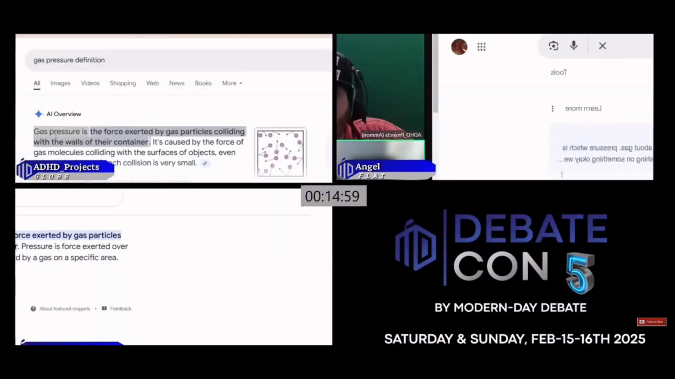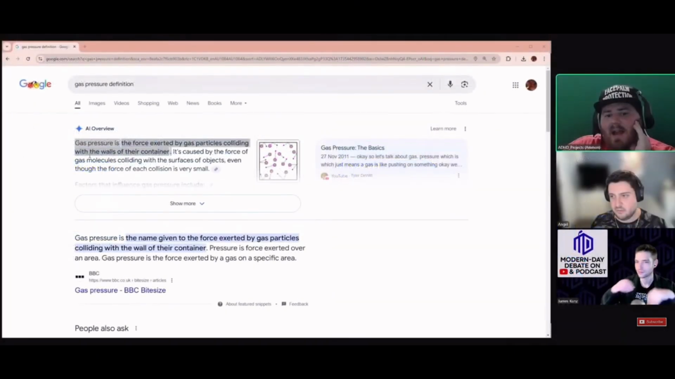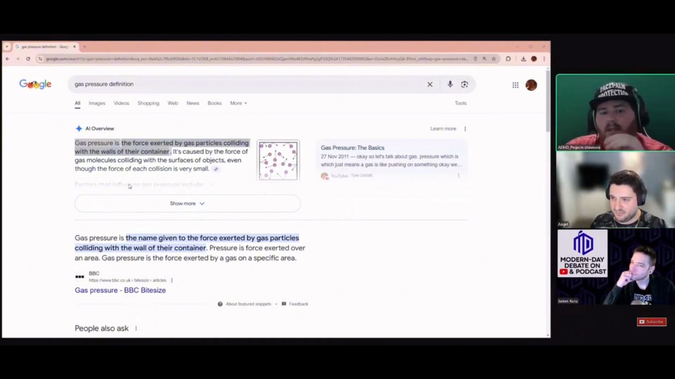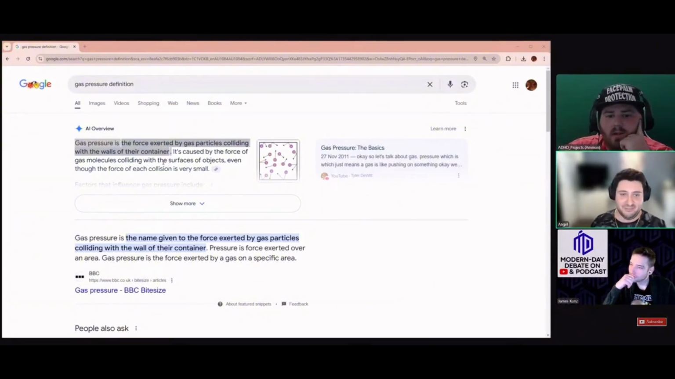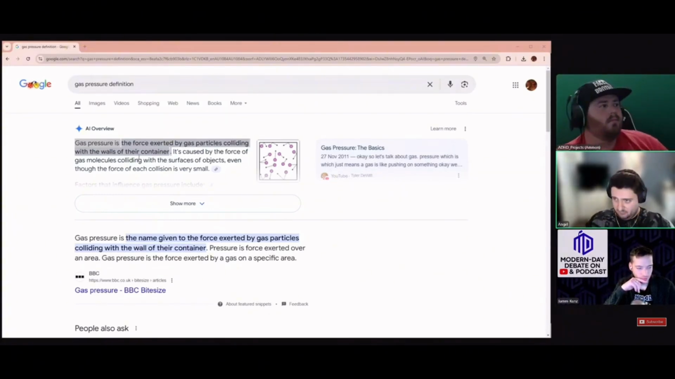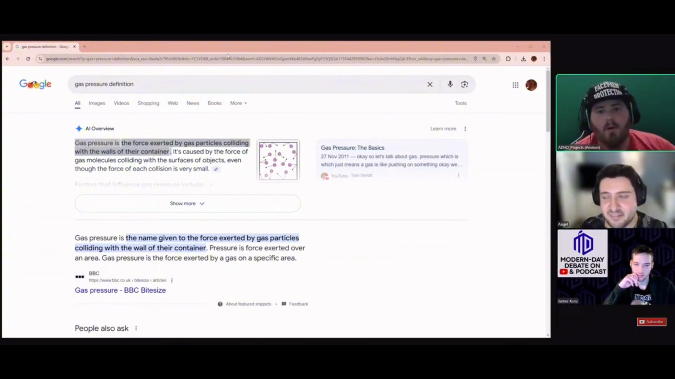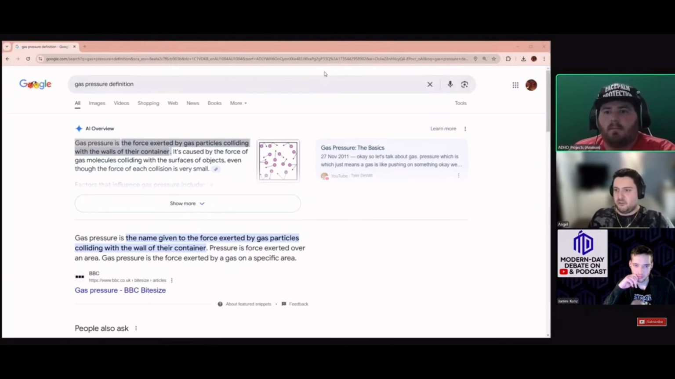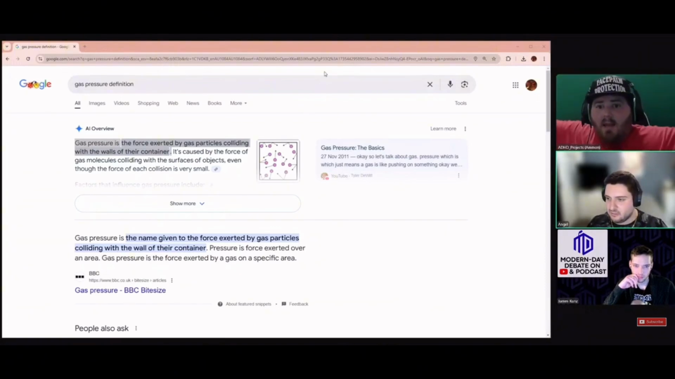So what does this say here? Gas pressure is the force exerted by the particles colliding with the walls of the container. I don't accept any AI answers. Go find an actual source. Can you find me a source that says gas pressure is not the walls exerting force on the particles in the walls of the container? Seriously, dude. Barometer is measuring the gas pressure. Yeah, exactly. That's my point.